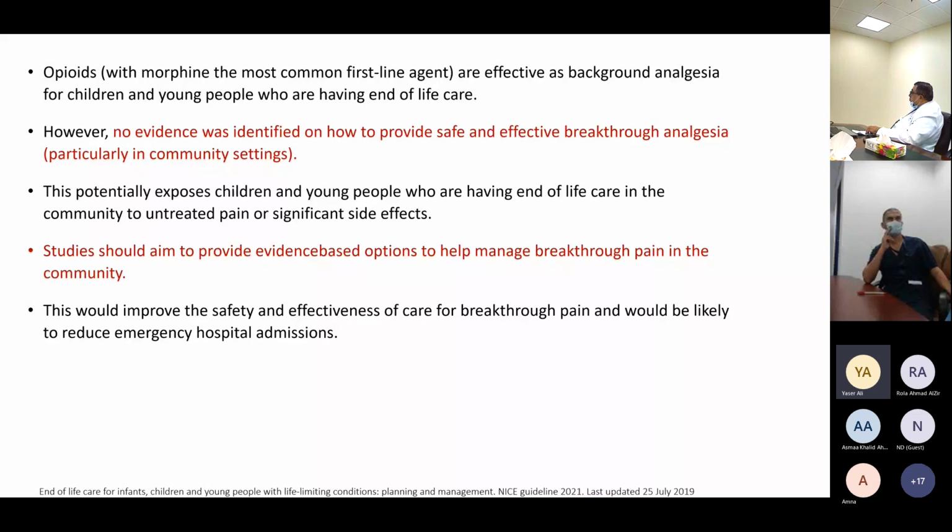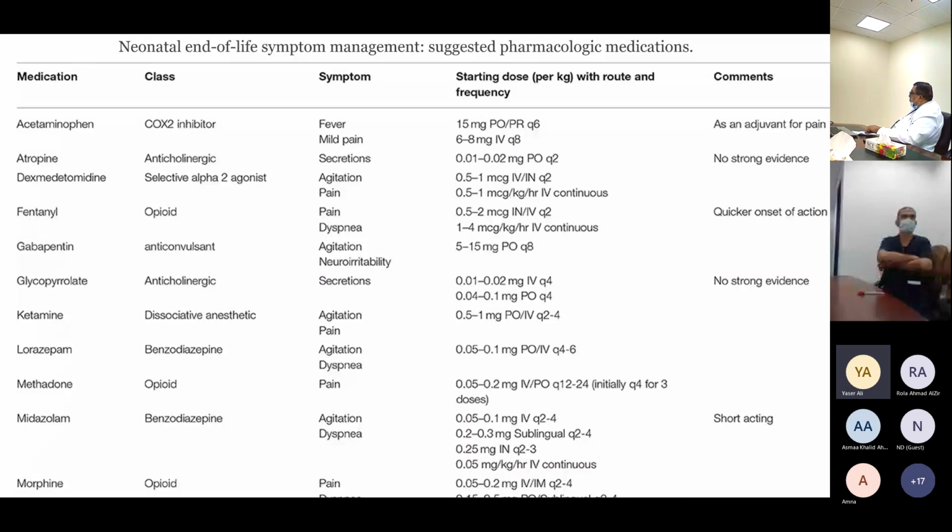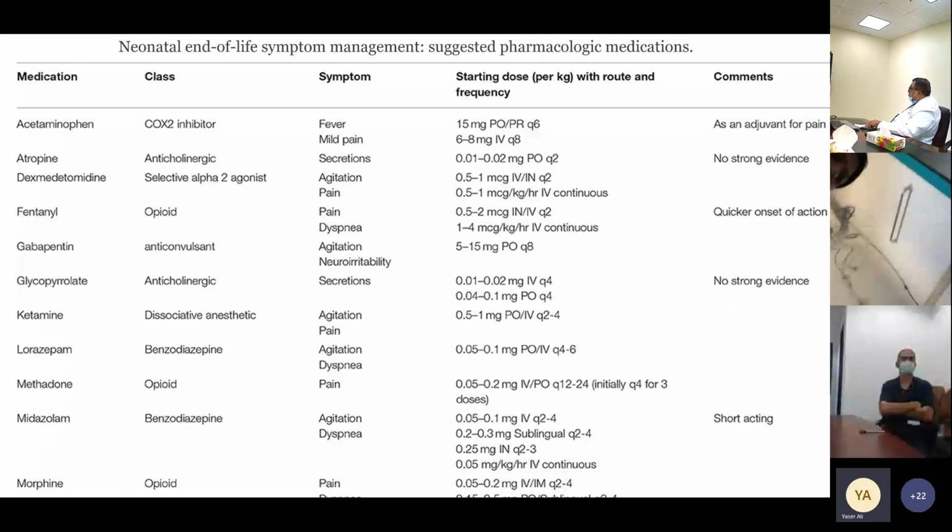No evidence was identified on how to provide safe and effective analgesia, particularly in community settings, and studies should aim to provide evidence-based options to help manage breakthrough pain in the community. Here are some suggested pharmacologic medication tables.